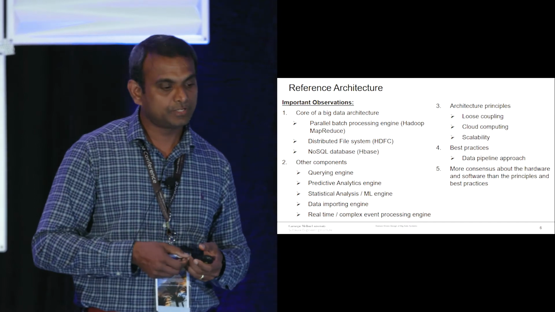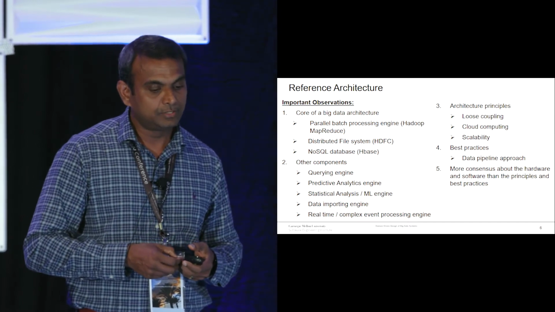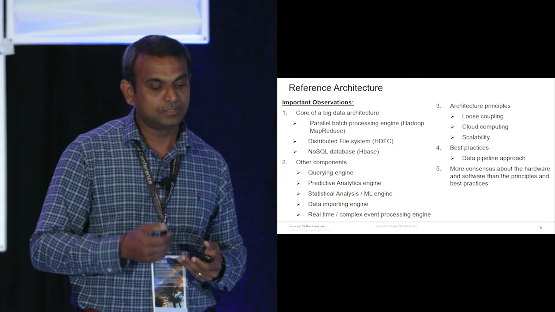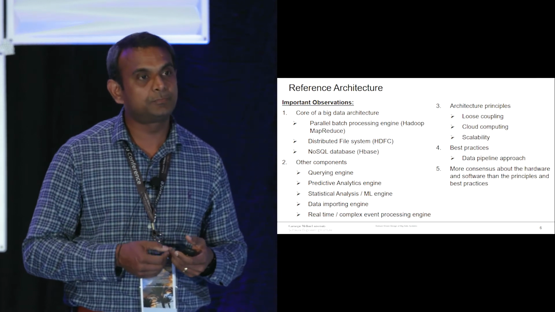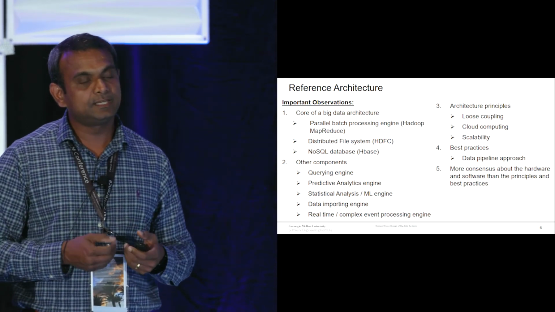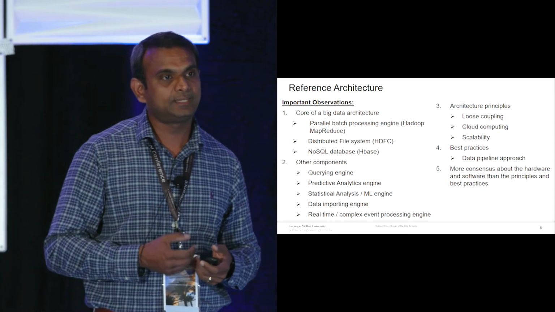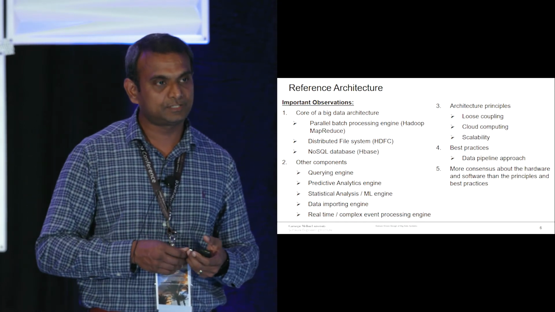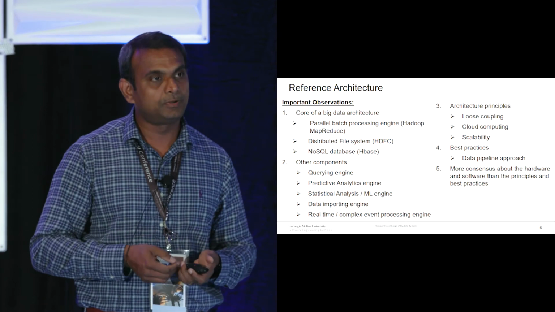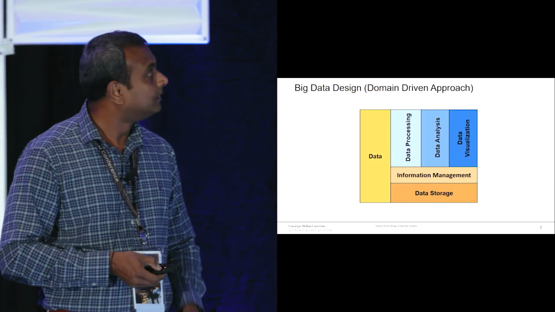Another important observation from this literature review: there is more consensus about the hardware and software than about the principles and the best practices. This indicates how important the technology we use in the big data architecture is when compared to the principles and the best practices.